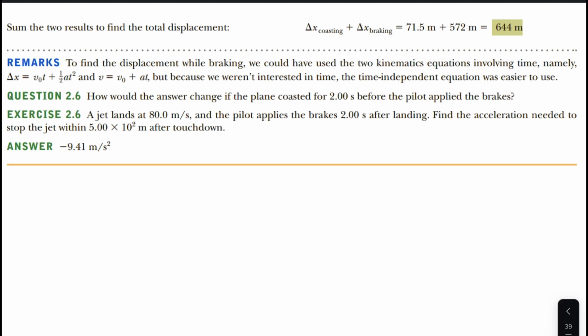For exercise 2.6, take this as your homework. Inshallah, we will discuss the solution for this exercise in our class.